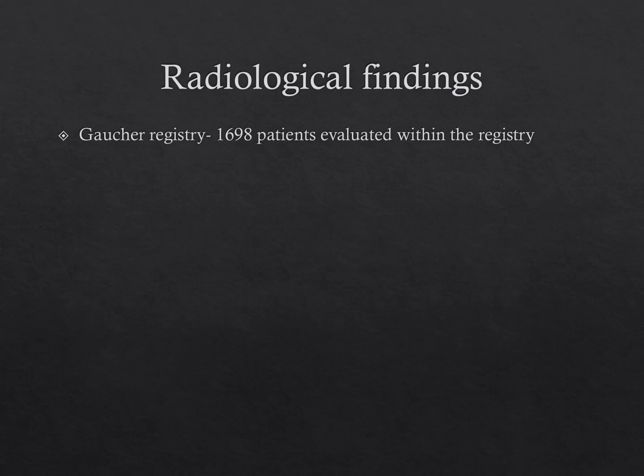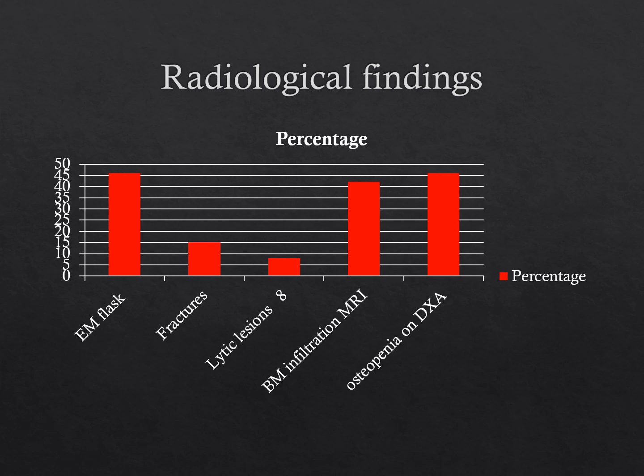When it comes to radiological findings in patients with skeletal manifestations of Gaucher's disease, in the Gaucher's registry among the 1698 patients, the most common skeletal manifestation is the Erlenmeyer flask deformity, which is seen in about 45% of the patients registered. This is followed closely by osteopenia, which is generally picked up on a DEXA scan, and this is also seen in 45% of the patients.